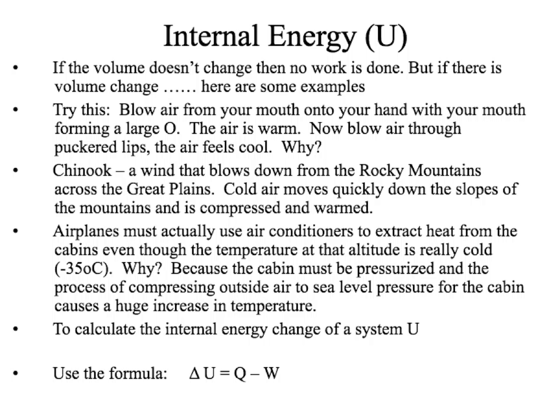The Chinook is an example of air that's being compressed and warmed up. And on airplanes, you're at an altitude and your temperature outside is like negative 35 degrees Celsius. So why in the world would we need air conditioners? Because the cabin must be pressurized. In the process of compressing that outside air to a sea level pressure cabin so there's enough oxygen, because of that compression, the air would be unbearably warm. Okay, and we're going to talk about this formula in the next video.